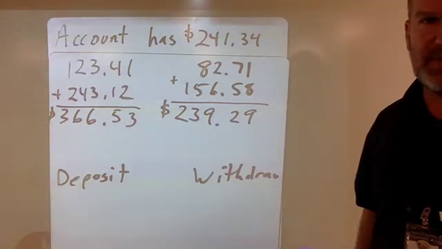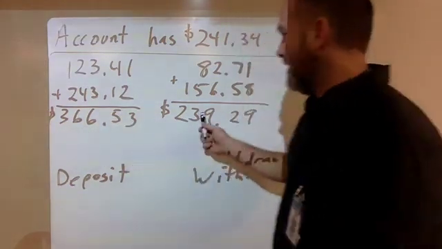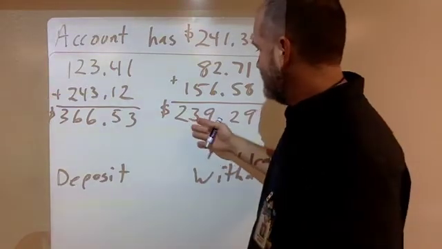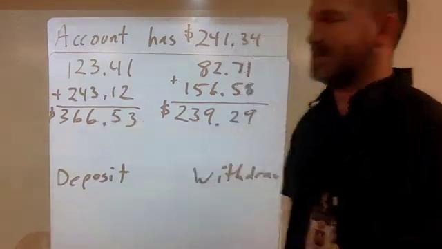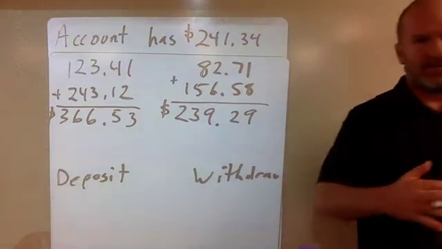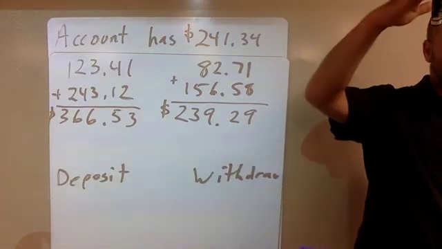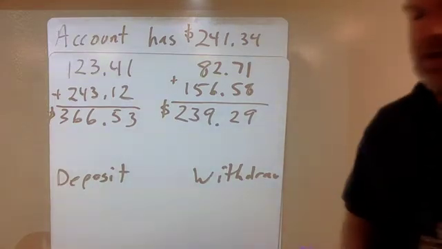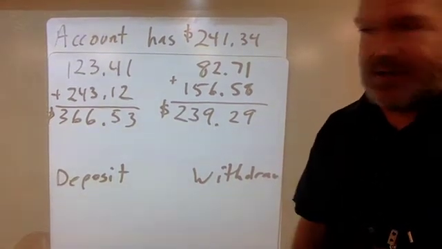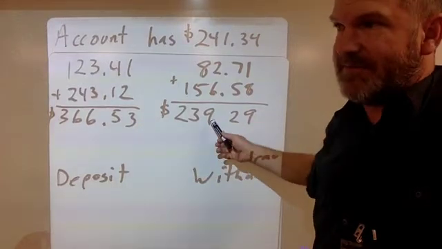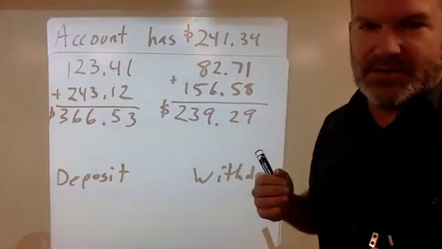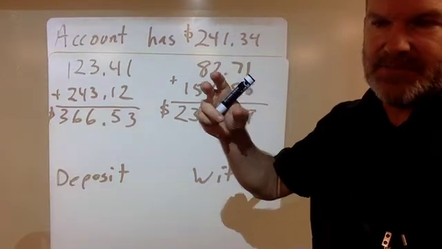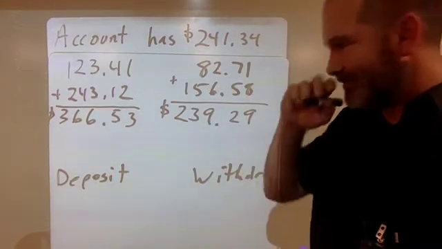How much more am I putting in? How much more is this number than that number? That's where your subtraction comes into play. If you subtract 239 from 366, that'll tell you how much more in total your bank account is going up. You know, think of small numbers. If I put $10 in my account, but I spent $4, my account's going to go up by $6. 10 minus 4, the amount you deposited minus the amount you withdrew.